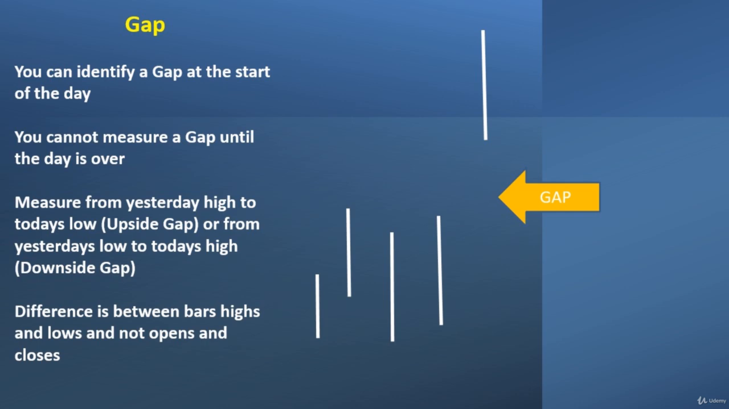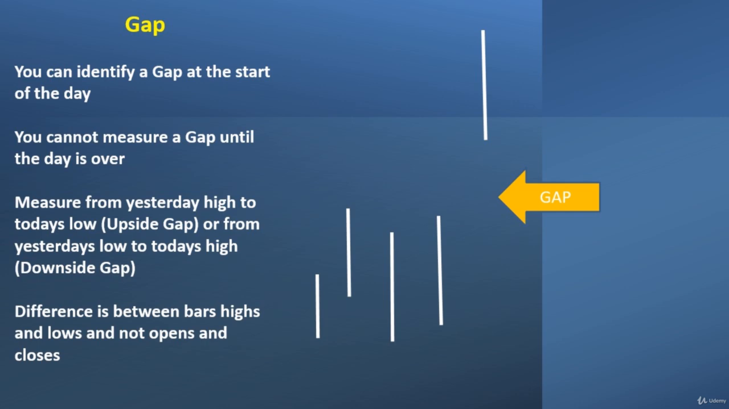So you're measuring from yesterday's high to today's low. That would be an example of an upside gap. There's a space between yesterday's high and today's low. Or from yesterday's low to today's high, where there would be a downside gap. So gaps can be either going upward or going downward. And the difference is between, again, the bars' highs and lows, not the opens and closes. So when you're looking at gaps, you're really looking at that trading range of highs and lows.